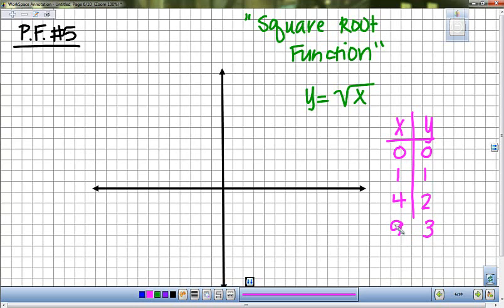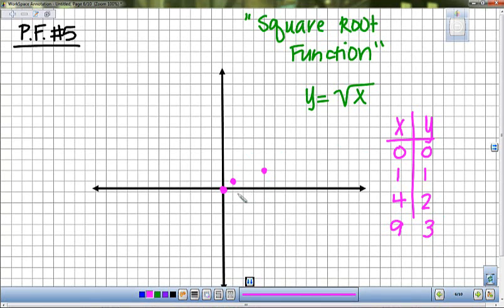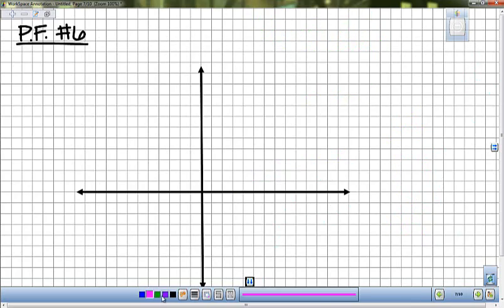Now, you notice I didn't put any negatives. That gets us into imaginary numbers, and we can't graph imaginary numbers. So there are going to be no negative values for x or y. So start at 0, 0, 1, 1, 4, 2, 9, 3. Okay, and so it is curved. This is not a straight line. And it has an arrow. It continues on forever in the positive direction. All right, up next is our cubic function.